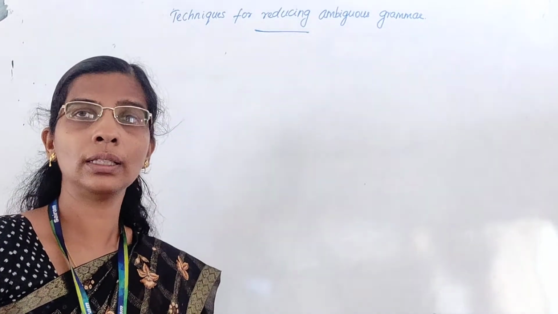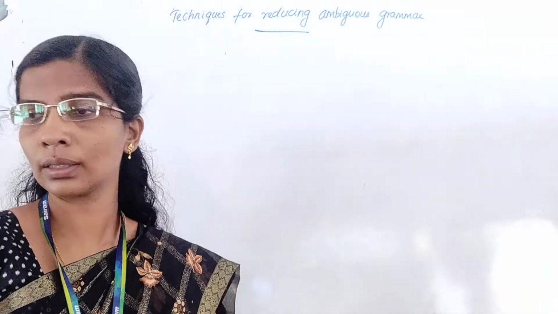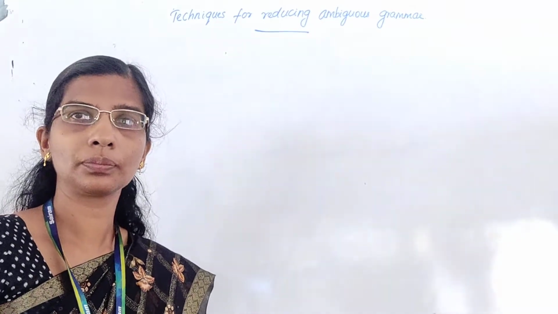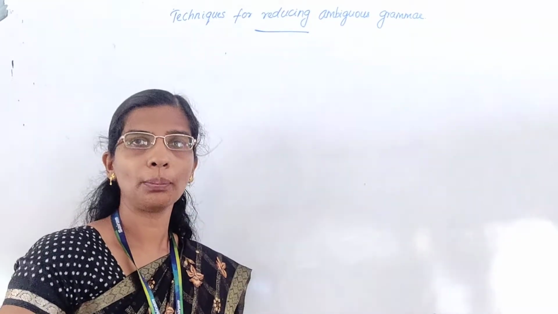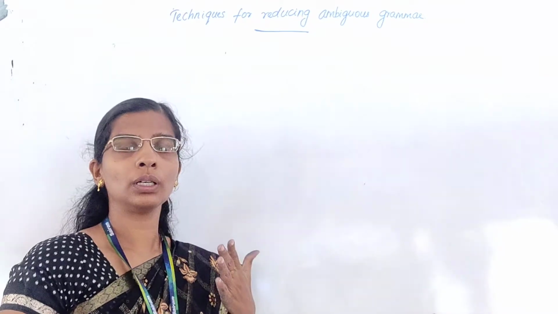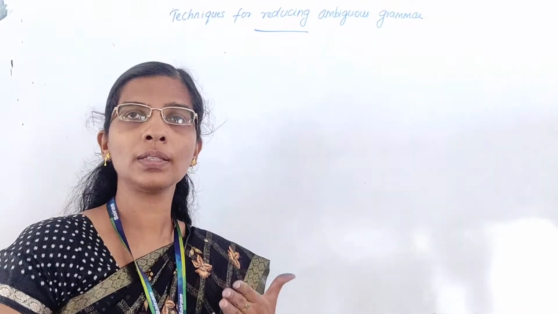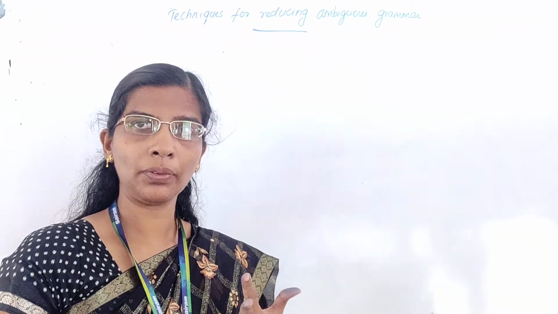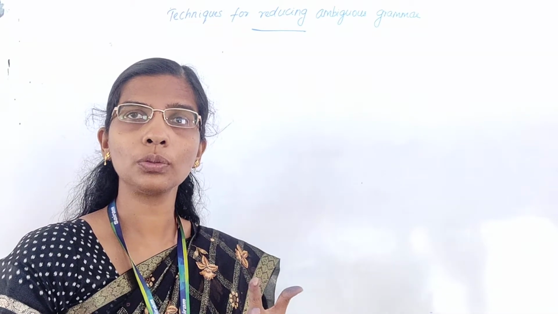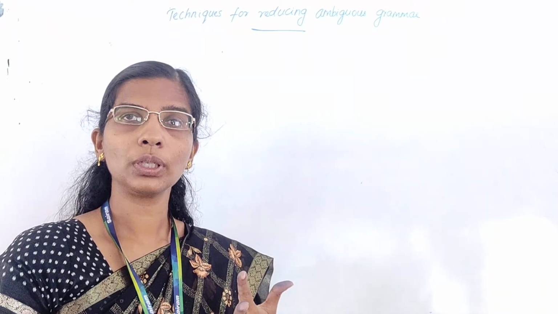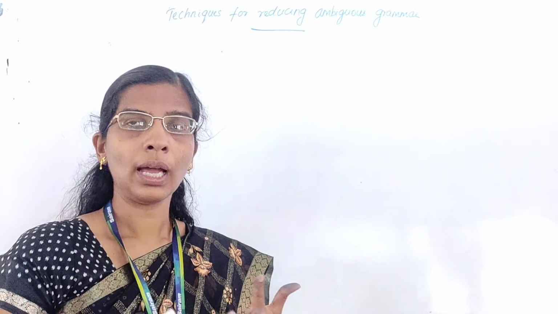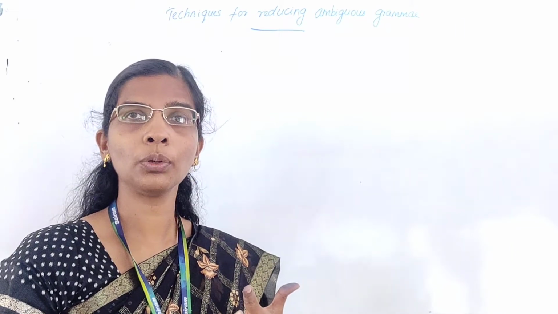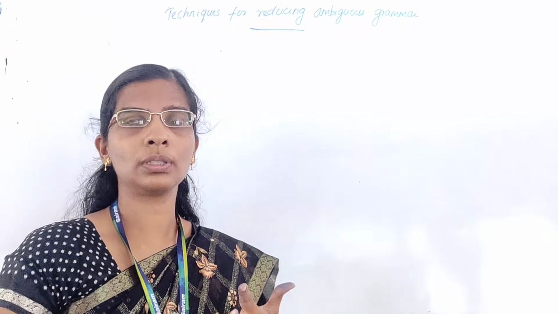Hi students, in this video we will be seeing about techniques for reducing ambiguity. There are some steps. The first step is if there is any epsilon production, you have to remove the epsilon production. Next, if your start symbol is a nullable variable, you have to include at most one epsilon. And the third step is you have to remove recursive symmetric rules.